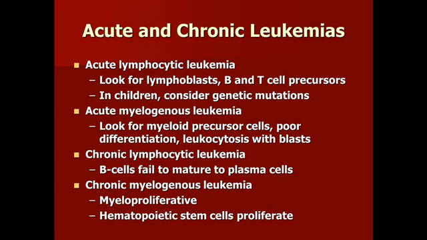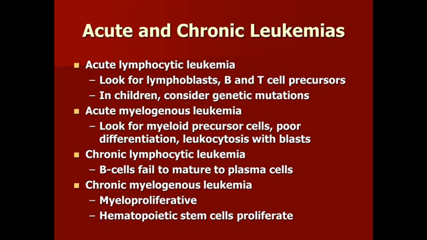Remember, we're talking acute. So with an acute lymphocytic leukemia, I'm looking for lymphoblasts as well as B and T cell precursors. In kids, one of the biggest things to consider as the causative factor, for lack of a better phrase, is whether or not there are actually genetic mutations causing the leukemia. In an acute myelogenous leukemia, we're looking for those myeloid precursor cells, again, poorly differentiated, and you'll look for a leukocytosis with a lot of immature cells, those blast cells.